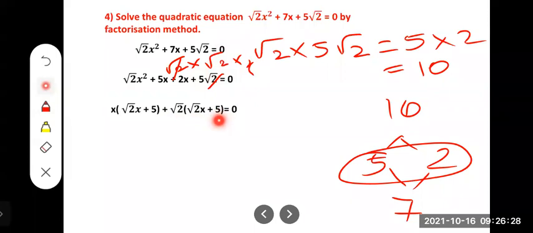Understood, children? If you want, I will explain once again here. See, this 2 is here. So 2 you can split as root 2 into root 2. This x has come here. Root 2 into root 2 into x. Here already one root 2 is here. Here also root 2. You can take root 2 common outside. So the left out is root 2 into x. You can write here root 2x plus here left out is 5. Clear, children?